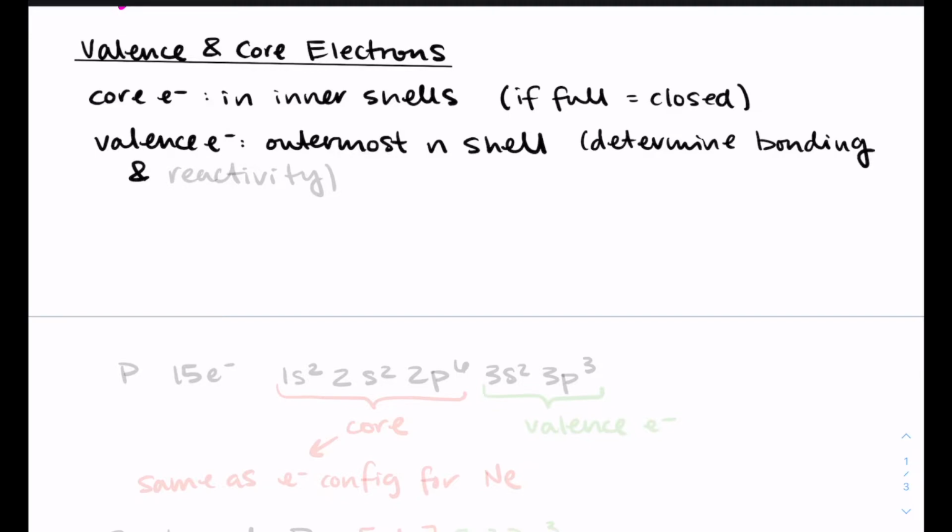So we will define valence as outermost n shell. I'm being weirdly specific for a reason. And I will ask you about things where it is clear to figure out. That's going to be things that are in the s block and the p block, and you'll see why. So let's look at phosphorus. It has 15 electrons. If I make an electron configuration for phosphorus, it would be 1s2, 2s2, 2p6, 3s2, 3p3.